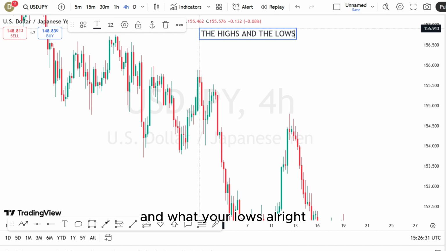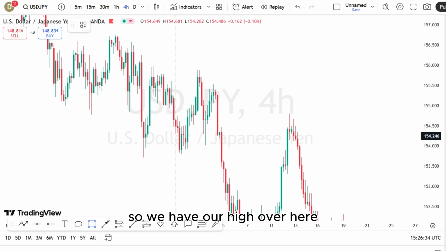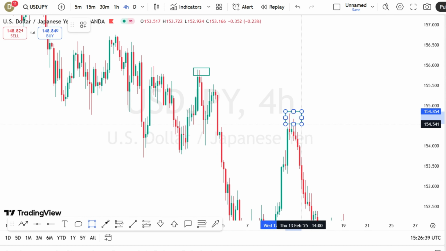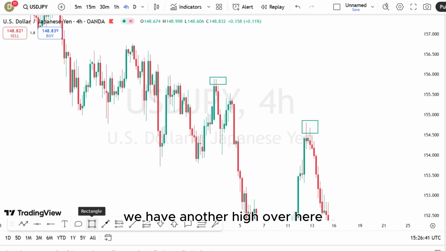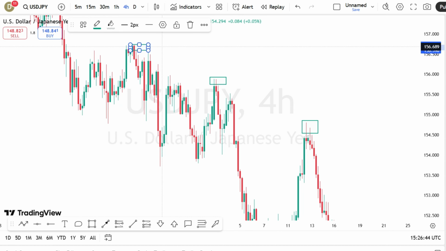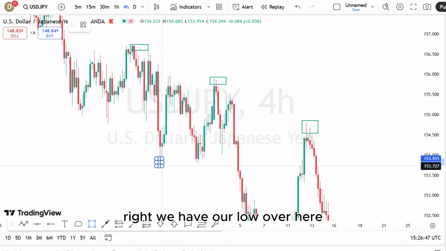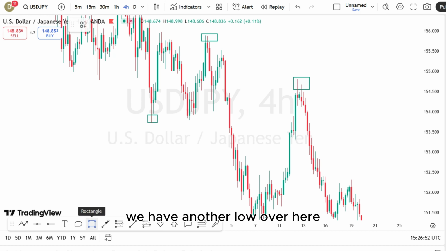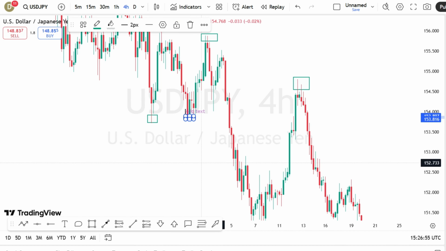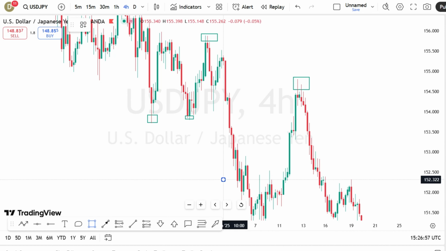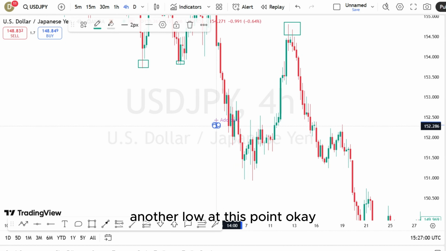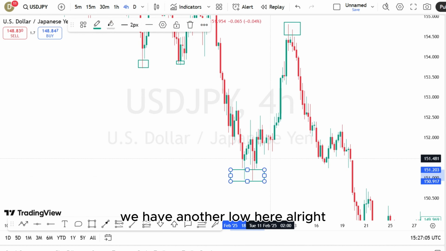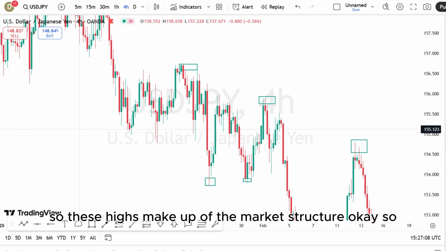So we have our high over here. We have another high over here. We have another high over here. We have our low over here. We have another low over here. We have another low at this point. We have another low here. So these highs and lows make up the market structure.